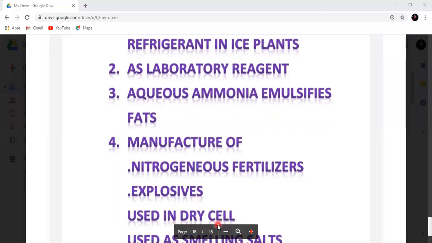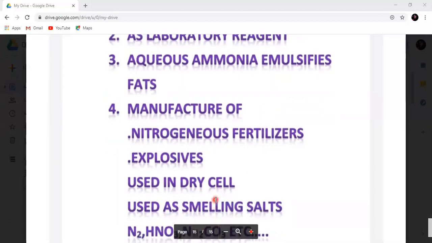Used in the dry cell, which ammonium salt is being used? The answer is ammonium chloride. We are using ammonium chloride in the dry cell. Used as a smelling salt? Yes, of course it is used as a smelling salt for reviving a fainted person. And the example of it is ammonium carbonate. Ammonium carbonate is used as a smelling salt to revive a fainted person.